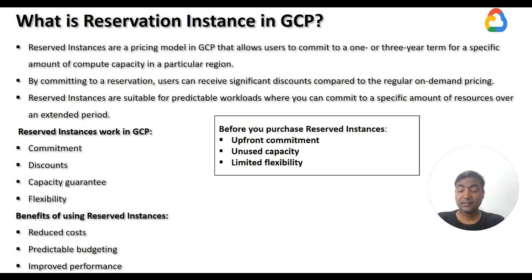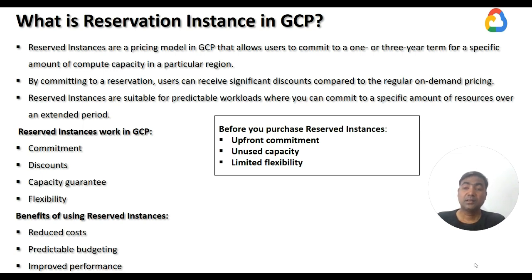Capacity guarantee: reserved instances provide you with guaranteed capacity, which means that you won't have to worry about not being able to find the resources you need when you need them. This can be especially important for mission critical applications. Predictable billing: reserved instances give you predictable billing, which can help you budget for your cloud computing cost.